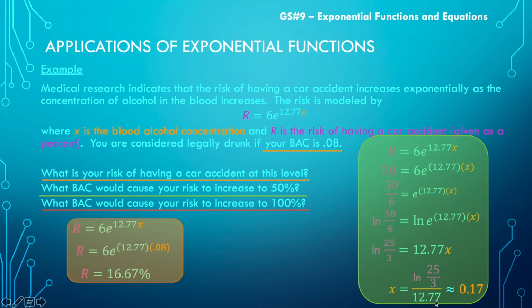So instead of doing all this work again, I'm just going to change my calculation to reflect what has changed. And so instead of the ln of 25 thirds divided by 12.77, now I have the ln of 50 thirds divided by 12.77. And that gives me a blood alcohol concentration of 0.22. So really high and nearly impossible to get home during that time.